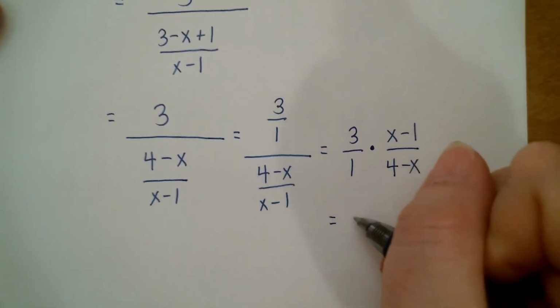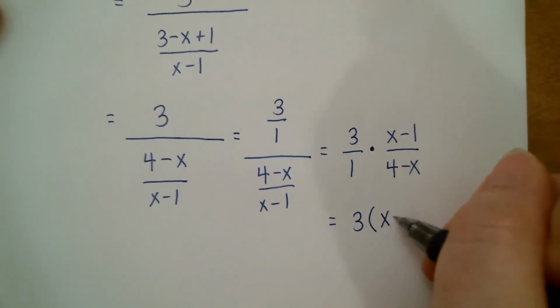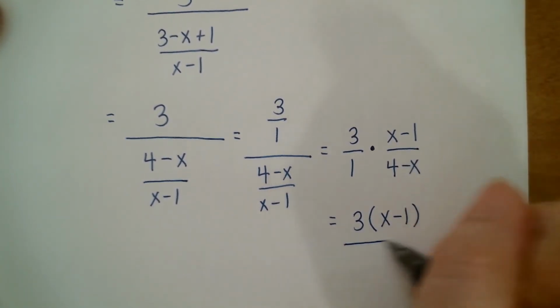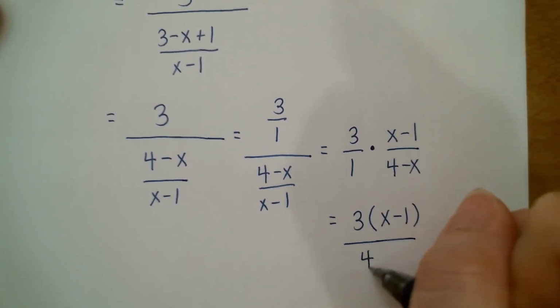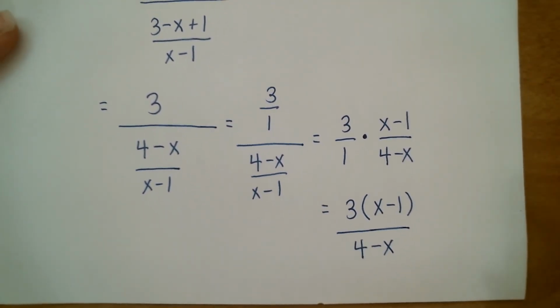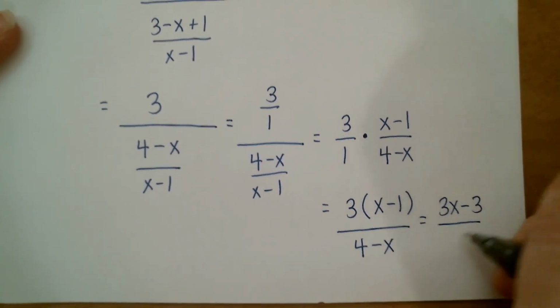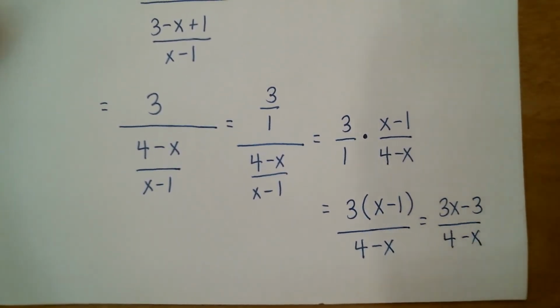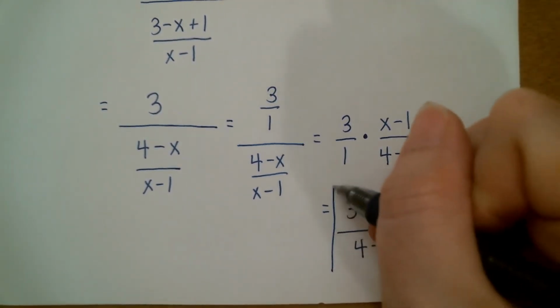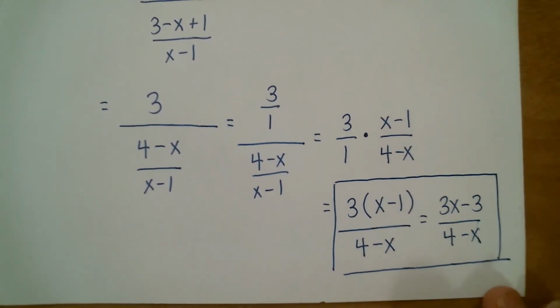So this is going to be 3, again multiplied by this entire quantity, x minus 1, over 1 times 4 minus x, which is just 4 minus x. You can leave it like this, or you can choose to distribute the 3, your call, but it is no longer a complex fraction. You just have a fraction. Either one of these is acceptable for the composite function.